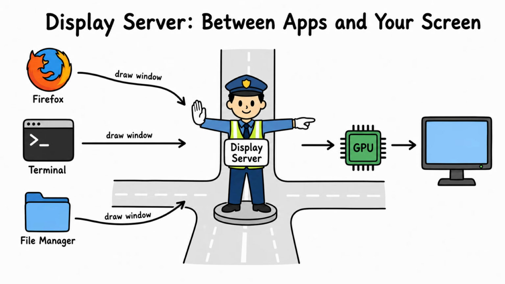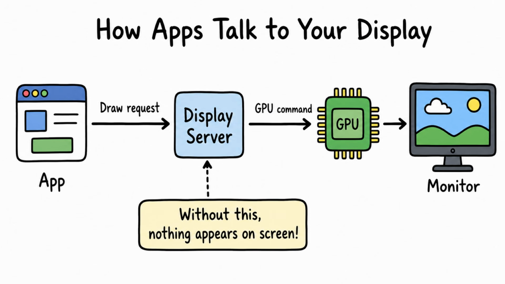But here's the question underneath all of this. How does any application actually draw pixels on your screen? How does a Firefox window or a terminal emulator communicate with your monitor? That's the job of the display server. The display server is the core piece of software that manages the screen. It sits between your applications and your graphics hardware.